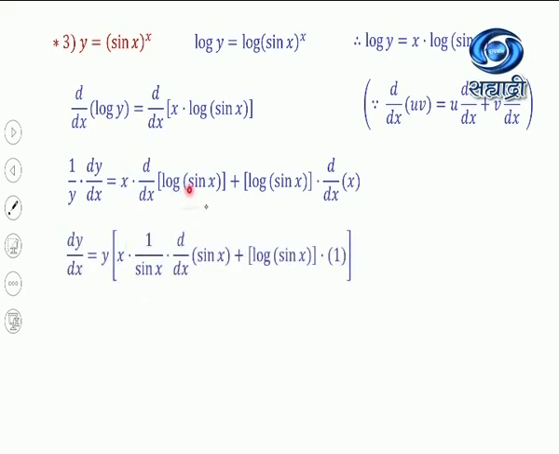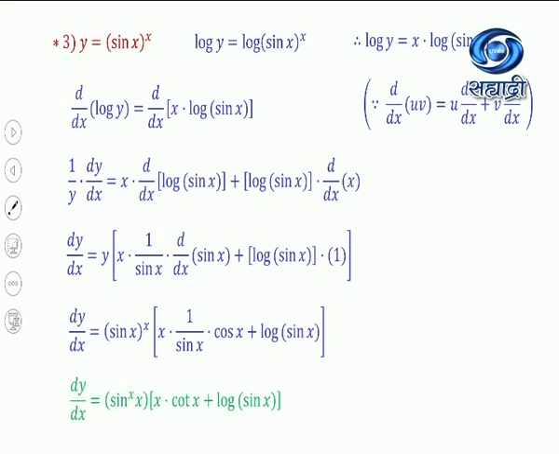So our next step is this. x as it is, the derivative of log of sin x is 1 upon sin x into the derivative of sin x by using the chain rule. Now plus log of sin x remains the same, and the derivative of x is 1. See here, by taking y on the right hand side, the denominator becomes numerator. So y is equal to sin x raised to x, and we put the value of y here. And now this bracket becomes, see here, the derivative of sin x is cos x, so x into 1 upon sin x as it is, plus log of sin x into 1, that is log of sin x.